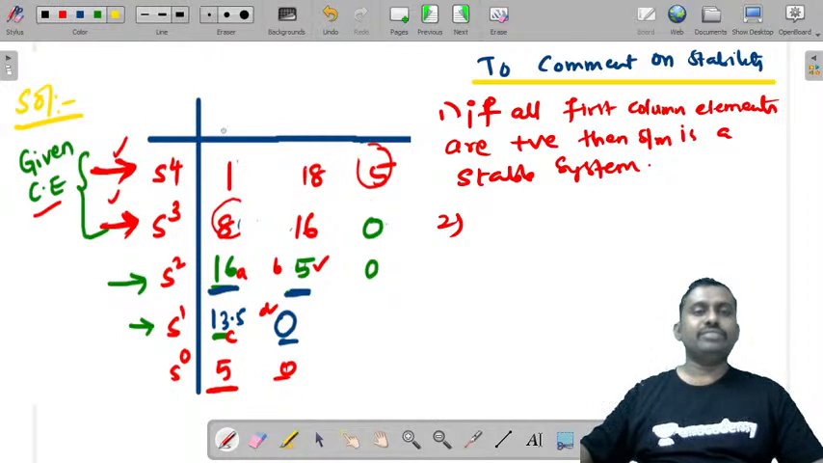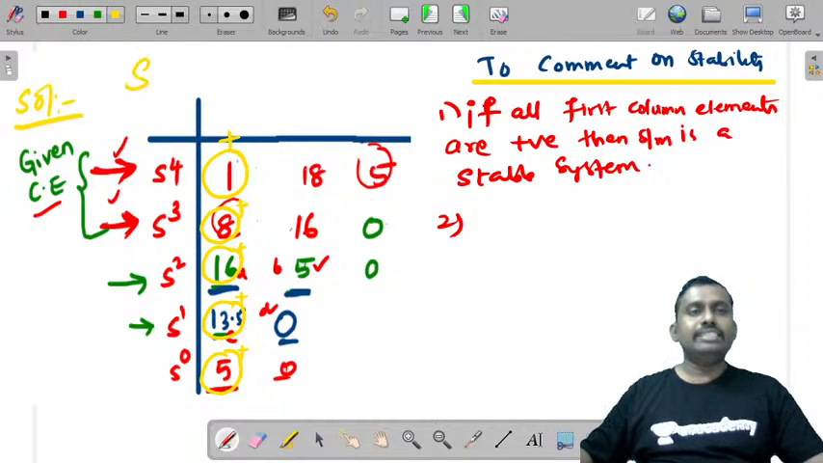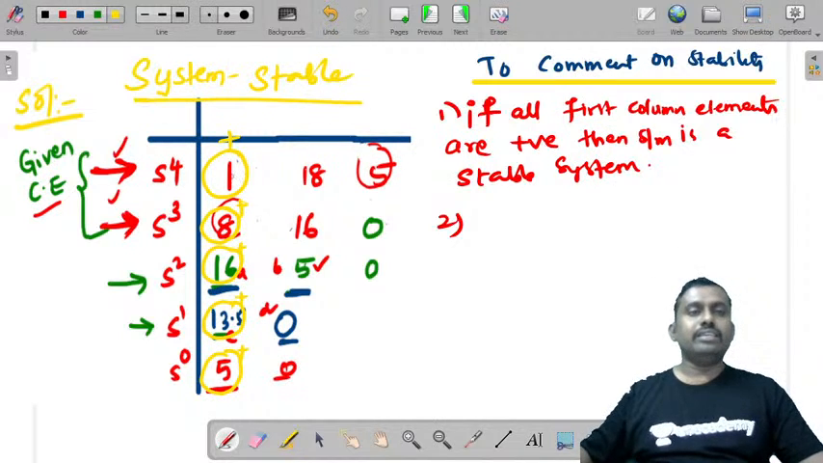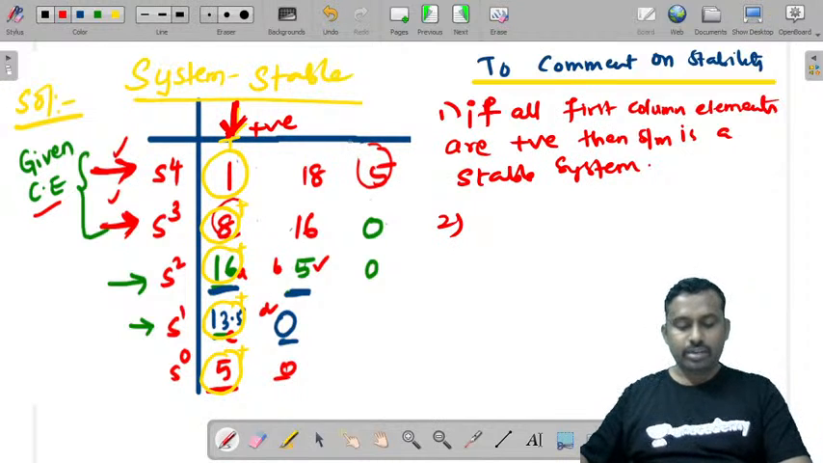Now let's look at these first column elements. 1 is a positive element, 8 is positive, 16 is also positive, 13.5 is also positive, 5 is also positive. Now we can say that this system is a stable system because in the Routh array, the first column elements are all positive.